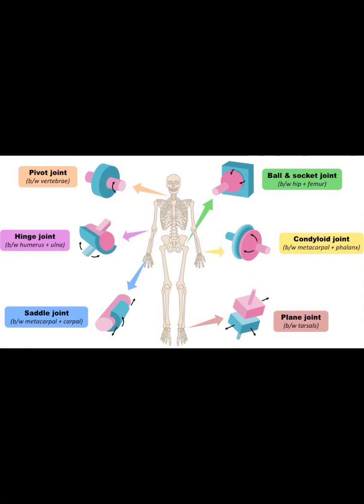Condyloid, you can just think of your fingers just being able to move side to side and wagging no. And then with ball and socket, just think of your hips and shoulders and wrists that you can move in all axes.